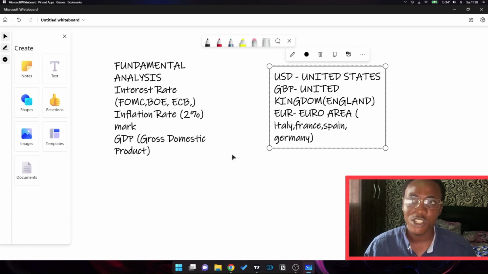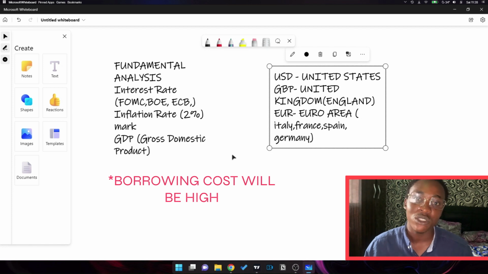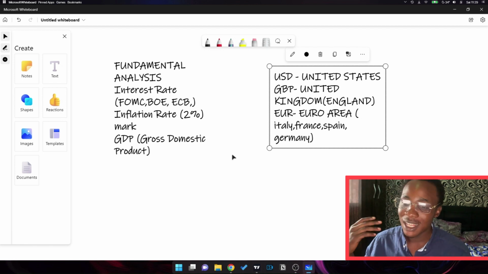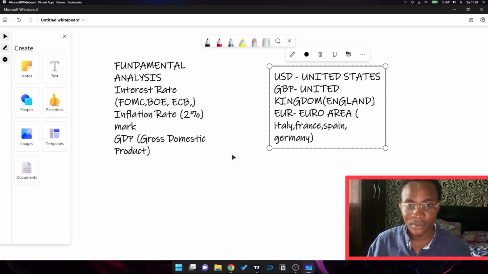When interest rates increase, when they hike the interest rate, that means there is higher borrowing cost, which creates less supply of that currency in circulation, increasing the demand for that currency. When there is an increase in demand for the currency, it increases the value of that currency over a long period of time.